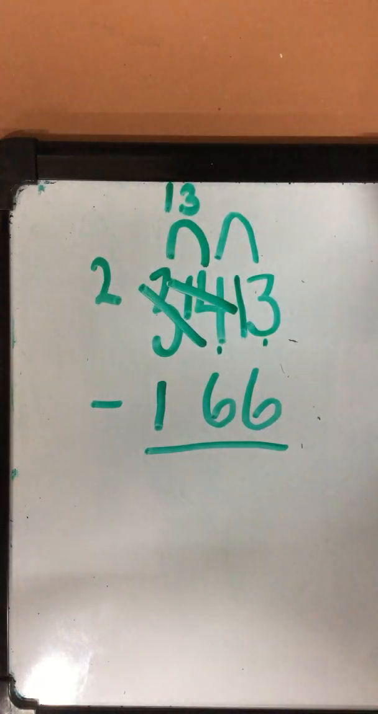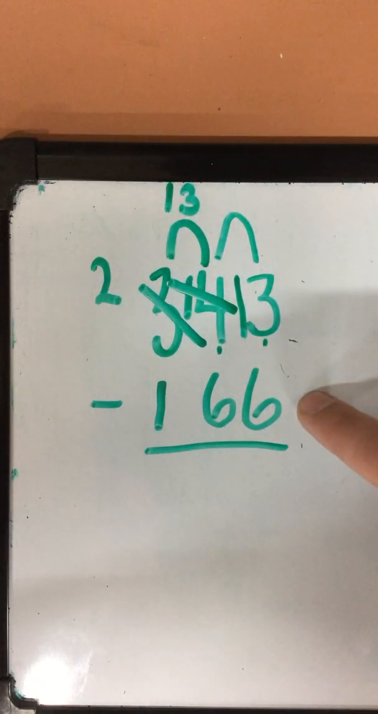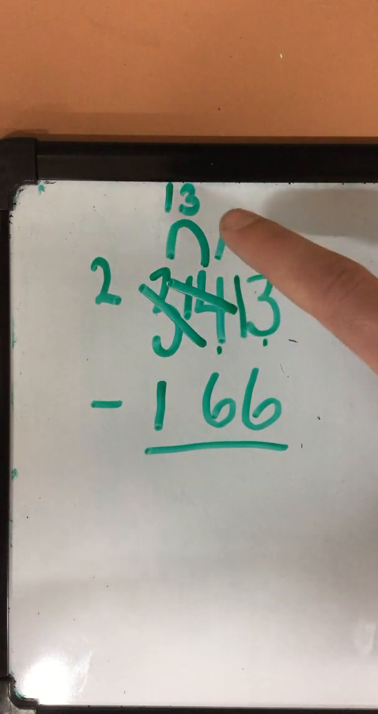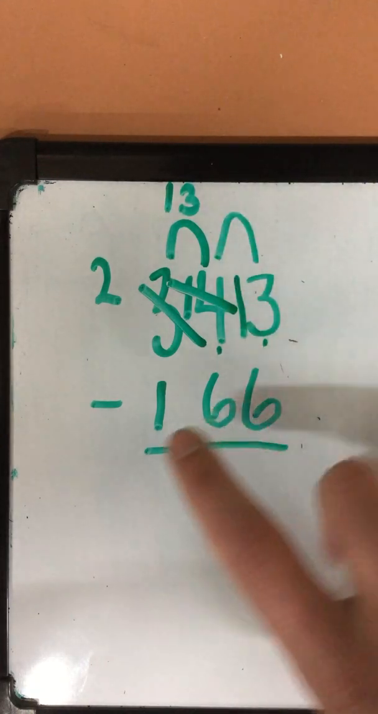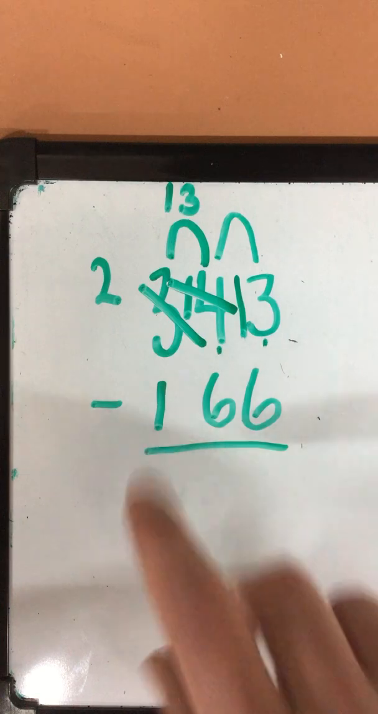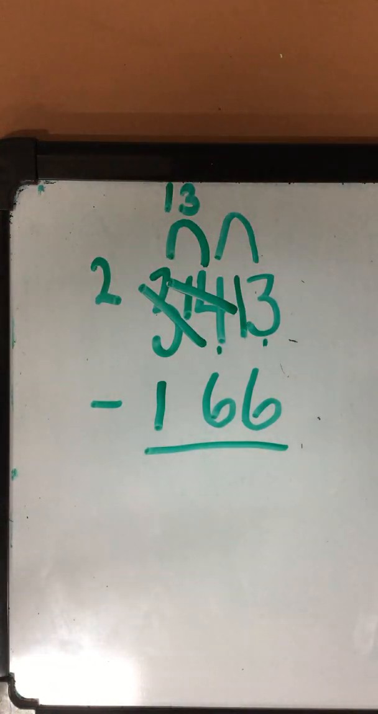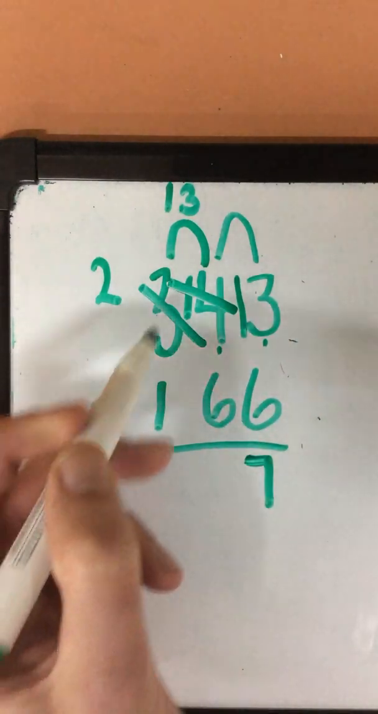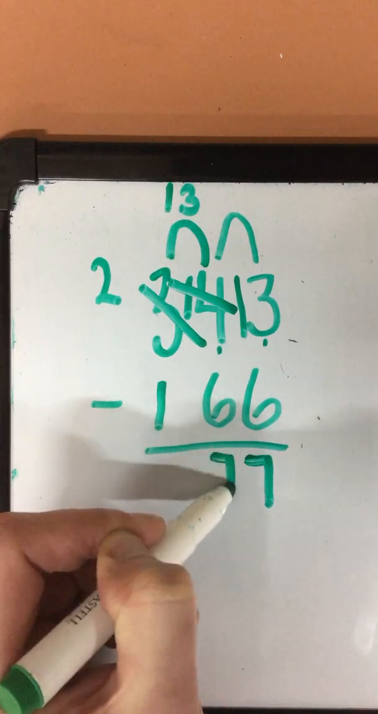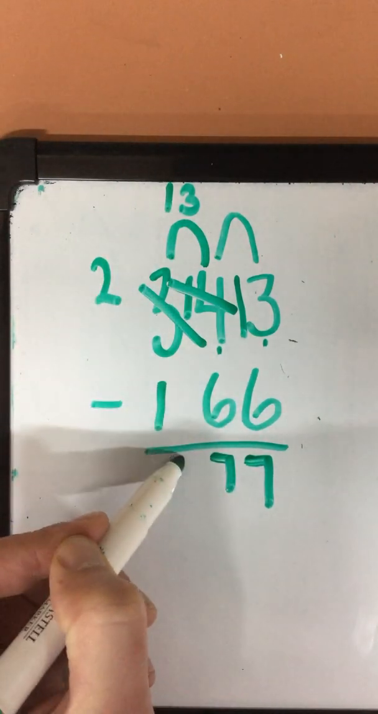Now we've got 13, take away 6. Top number is larger than the bottom number. We've now got 13, take away 6, and 2, take away 1. What we've done there is we've borrowed and we've made every number larger on top, which means we can subtract. So 13 take away 6 is 7. 2 take away 1 is 1.